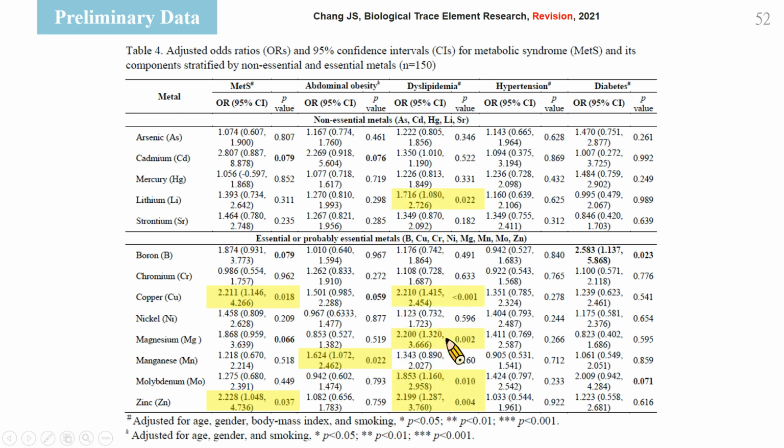Then we look at dyslipidemia. Again, lithium was positively associated with risk of dyslipidemia, and so were copper, magnesium, molybdenum, and zinc.